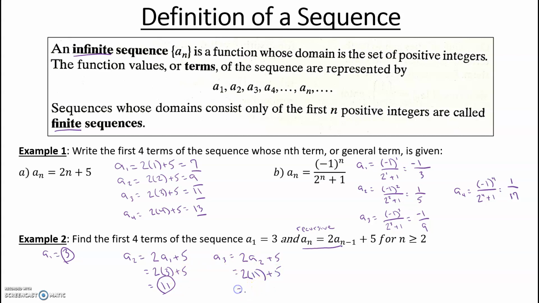So recursive formula is a little bit less user-friendly. 2 times 11 plus 5 gets me 27. And then our fourth term, again, to get the fourth, you need the third. 4 minus 1 is 3. So 2 times my third term, which was 27, plus 5. And we get 59. So recursive formula, like I said, it's a little bit harder to find the terms because you have to have what was directly before it. All right, moving on.